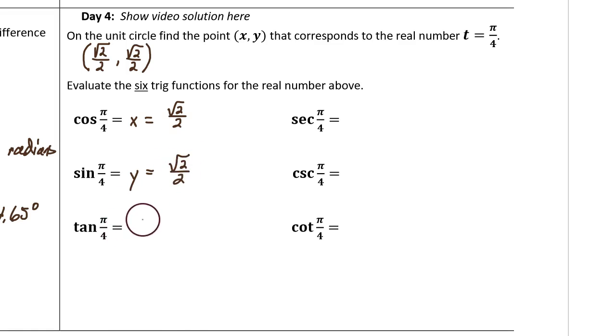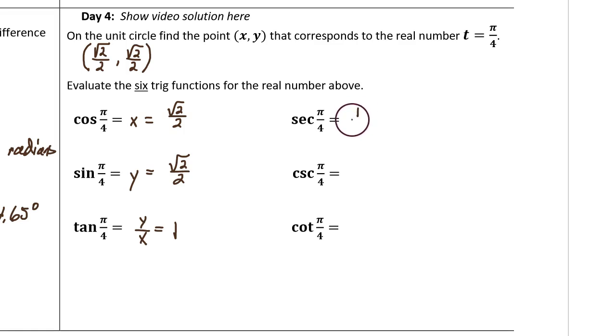To find the tangent value, you take the sine value and divide by the cosine value. Another way to think of it is you take the y-coordinate and divide by the x-coordinate. The square root of 2 over 2 divided by the square root of 2 over 2 is going to be 1. To find the secant value, you do the reciprocal of the cosine value.